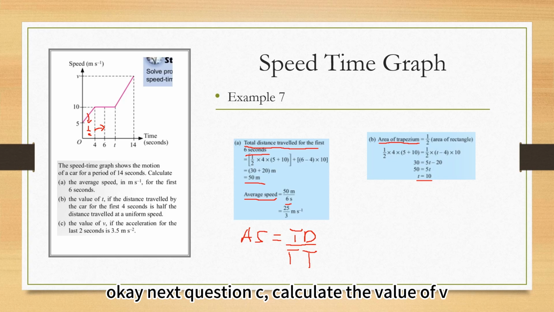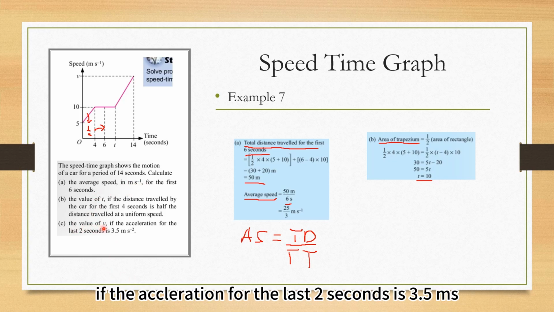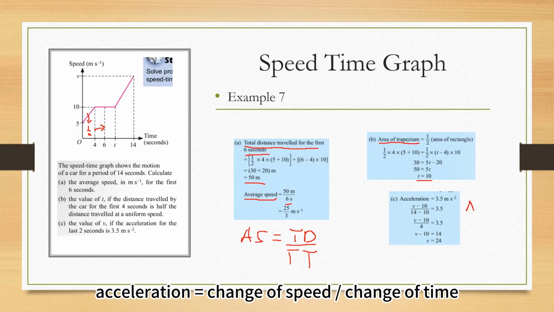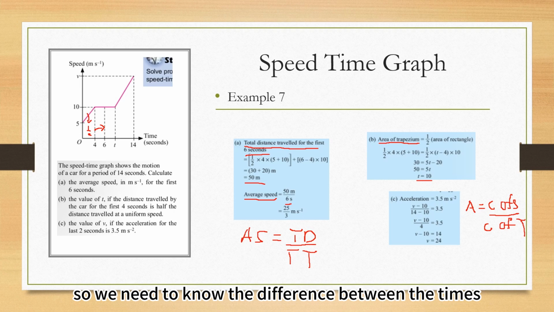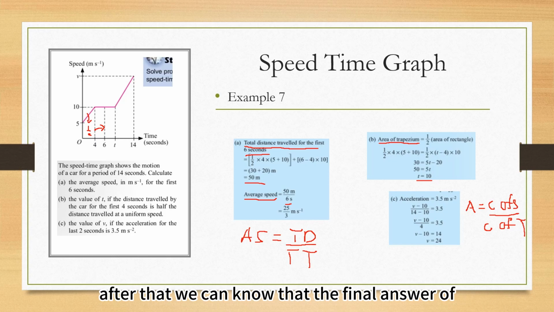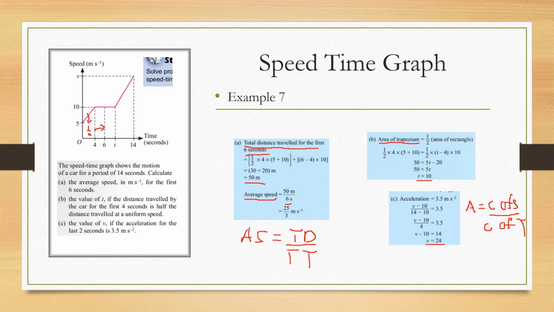Next, question C. Calculate the value of v if the acceleration for the last 2 seconds is 3.5 meter per second squared. We all know that acceleration is equal to change of speed divided by change of time. So we need to know the difference between the times. v minus 10, divided by 14 minus 10, is equal to 3.5. After that, we know that the final answer of v is equal to 24.